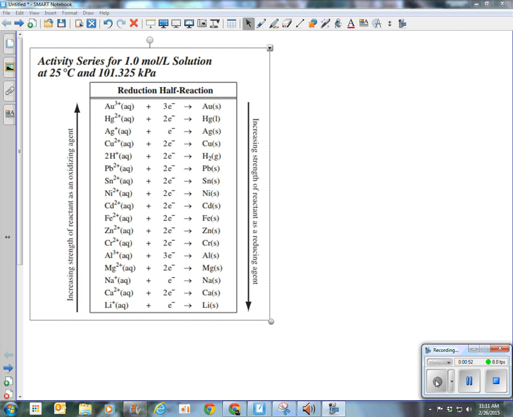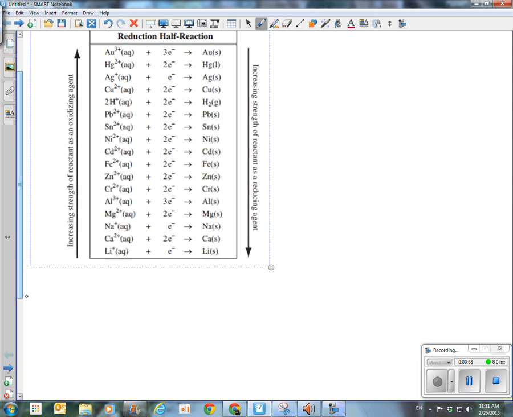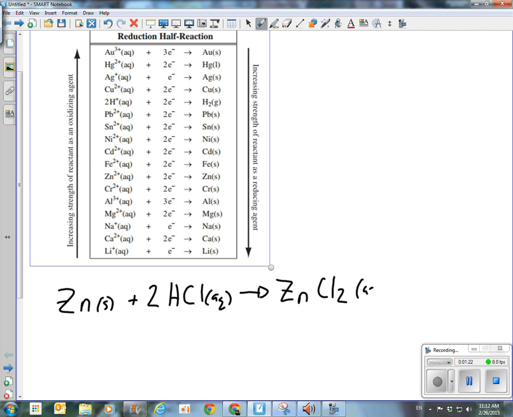Here we go. The formula here goes: zinc solid plus 2HCl aqueous goes to zinc chloride aqueous and H2 gas.